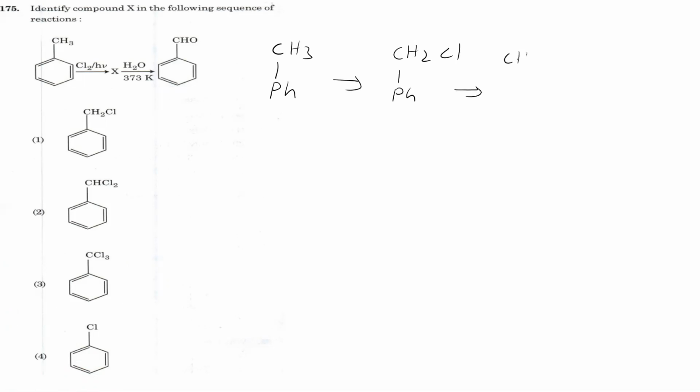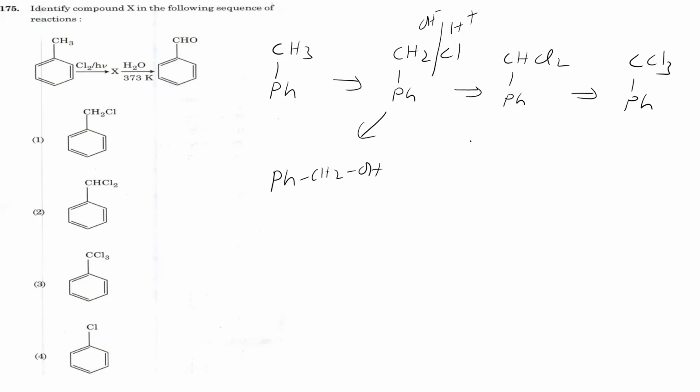Next possibility, two hydrogens are replaced by halogens. Next, three hydrogens are replaced by halogens. Like this possibility. Now, then hydrolysis. Hydrolysis means here OH minus, here H plus. Therefore, we will get PhCH2OH as the product. Here hydrolysis means in the place of Cl you write the OH group.